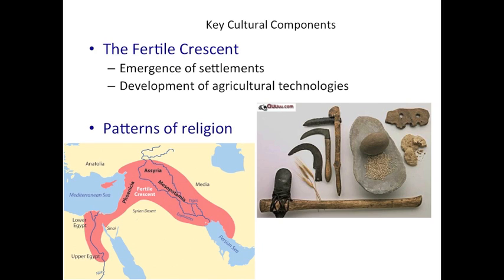Okay, as we move on from population, we're going to begin to talk about a couple of key cultural components in the cultural landscape and cultural geography of the region. First of which is the concept of the Fertile Crescent, and it's important to Western culture.